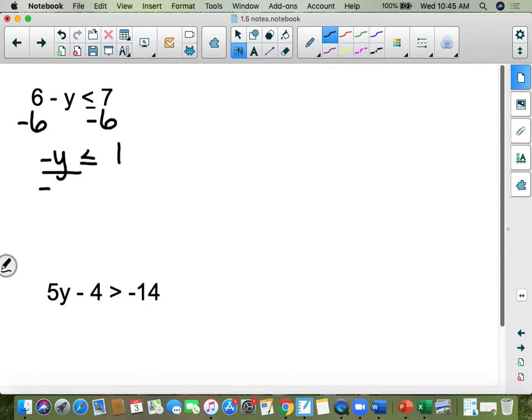I need to get y alone. You always solve for a positive variable in math, so I need to divide both sides by a negative 1. When I divide both sides by a negative 1, this is a negative number, so I need to switch my sign. Do you notice that they're switched? And 1 divided by a negative 1 is a negative 1.